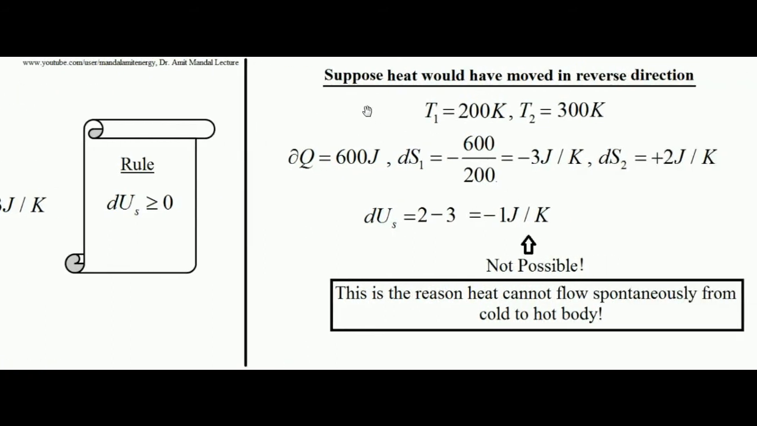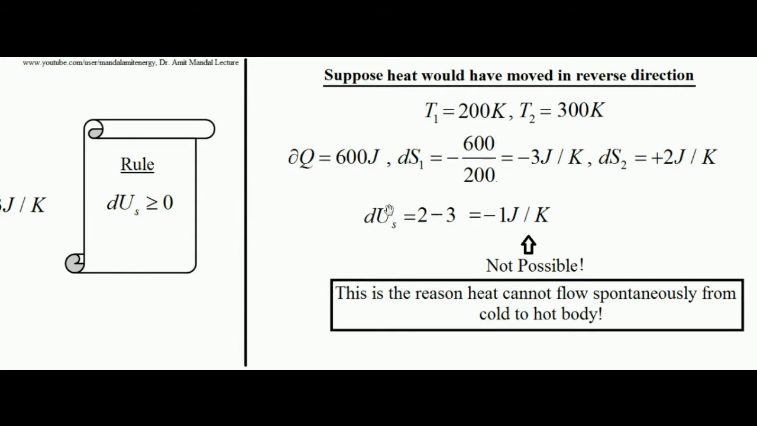For example, suppose the heat moved in the reverse direction. Suppose T1 is 200 Kelvin and T2 is 300 Kelvin, and 600 joules of heat is transferred from lower temperature to higher temperature. In that case dS1 will be delta Q by T1, but negative, so 600 by 200 equals minus 3 joule per Kelvin. And dS2 will be 600 by 300, since heat is added to the higher temperature body, which equals plus 2 joule per Kelvin.